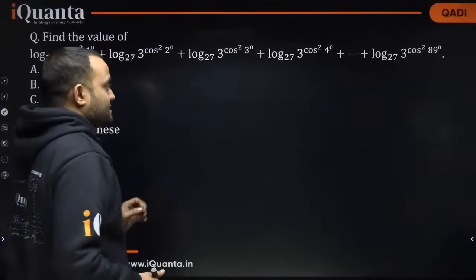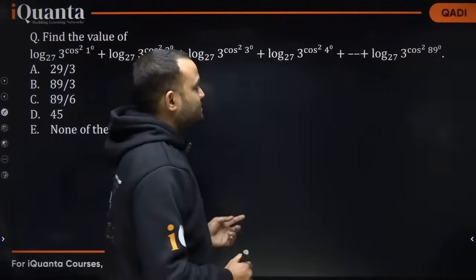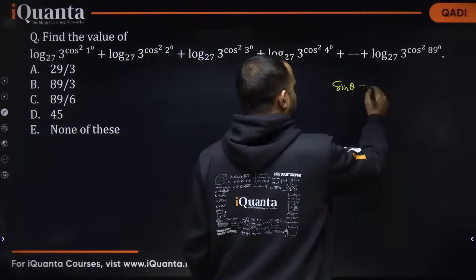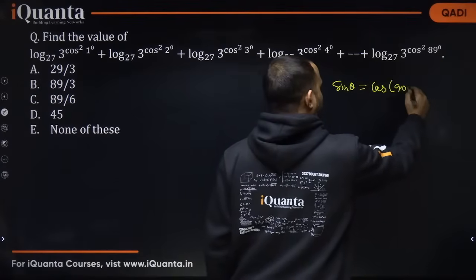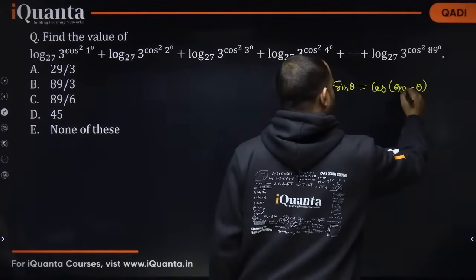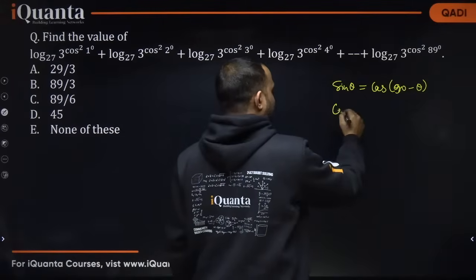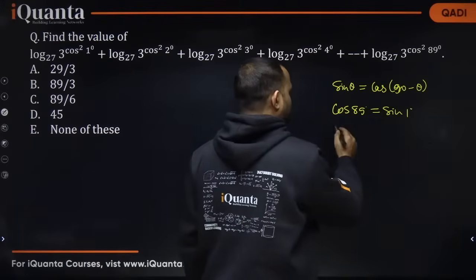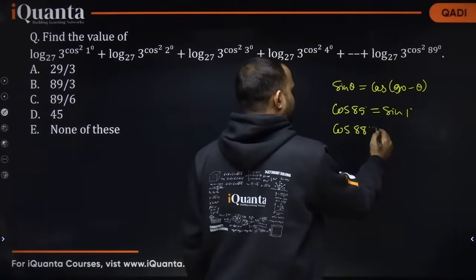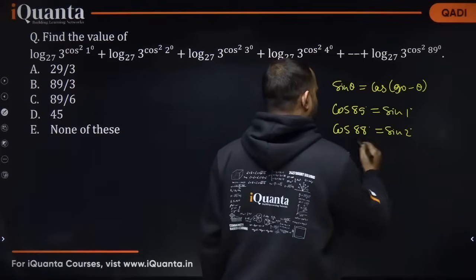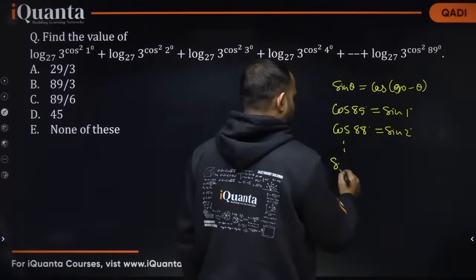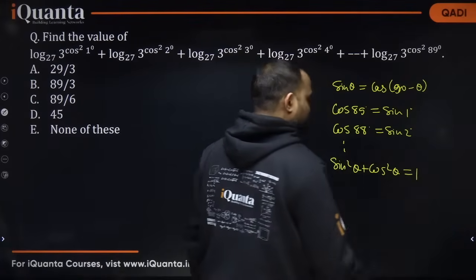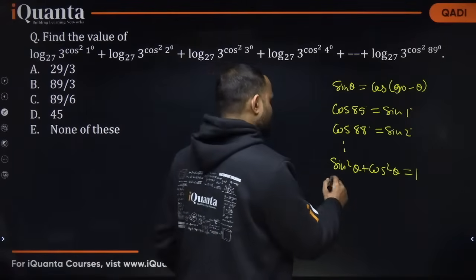For C, here we are going to use two concepts. First, sine theta is equal to cos 90 minus theta. So cos 89 degree will be equal to sine 1 degree, cos 88 degree will be equal to sine 2 degree, and so on. Other than that, sine square theta plus cos square theta is equal to 1. That's the second concept that we are going to use here.